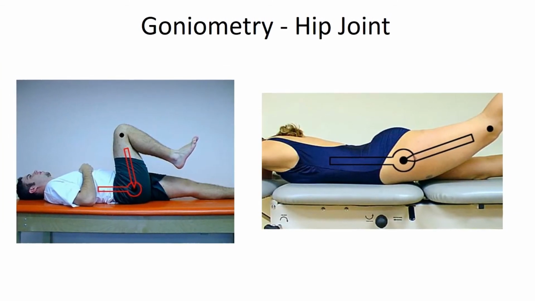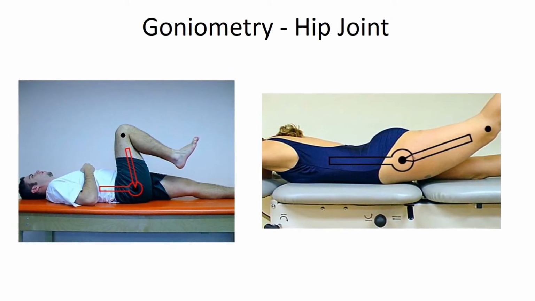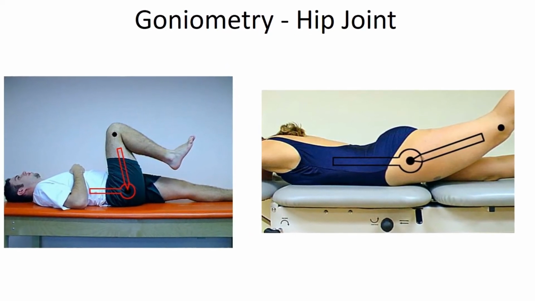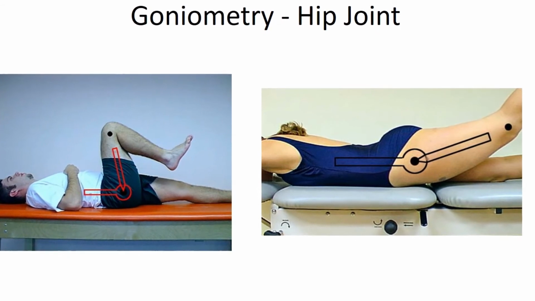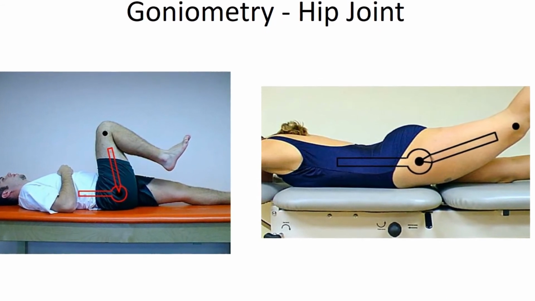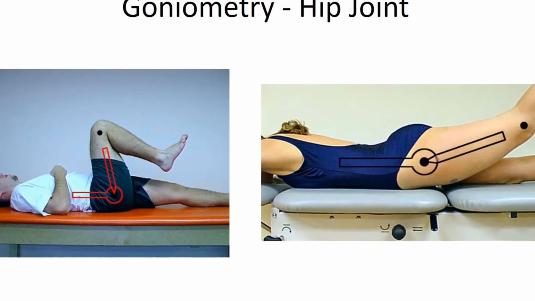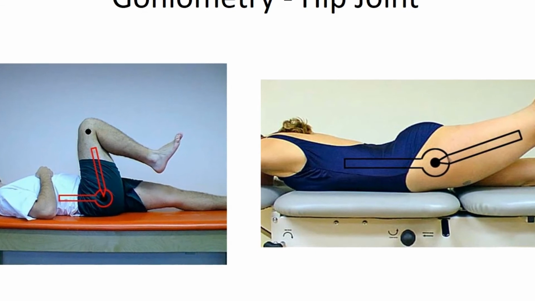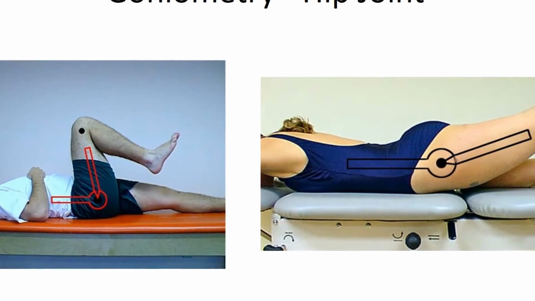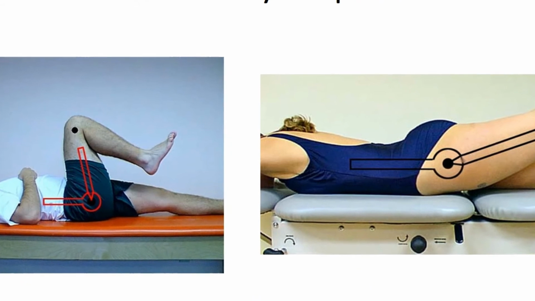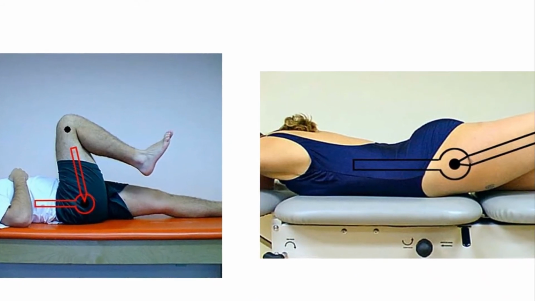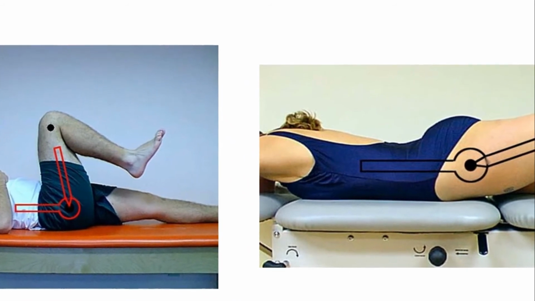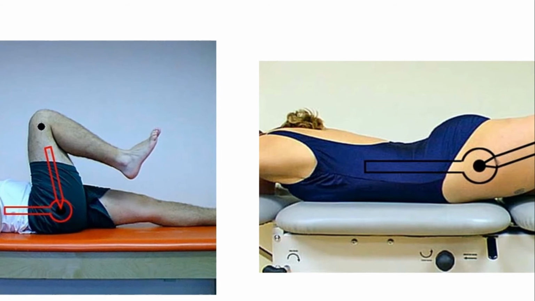Let's discuss how to measure range of motion of hip flexion and hip extension. Here the goniometry alignments are: center fulcrum of the goniometer over the lateral aspect of the hip joint, using the greater trochanter of the femur for reference. Align proximal arm with the lateral midline of the pelvis. Align distal arm with the lateral midline of the femur using the lateral epicondyle as a reference.